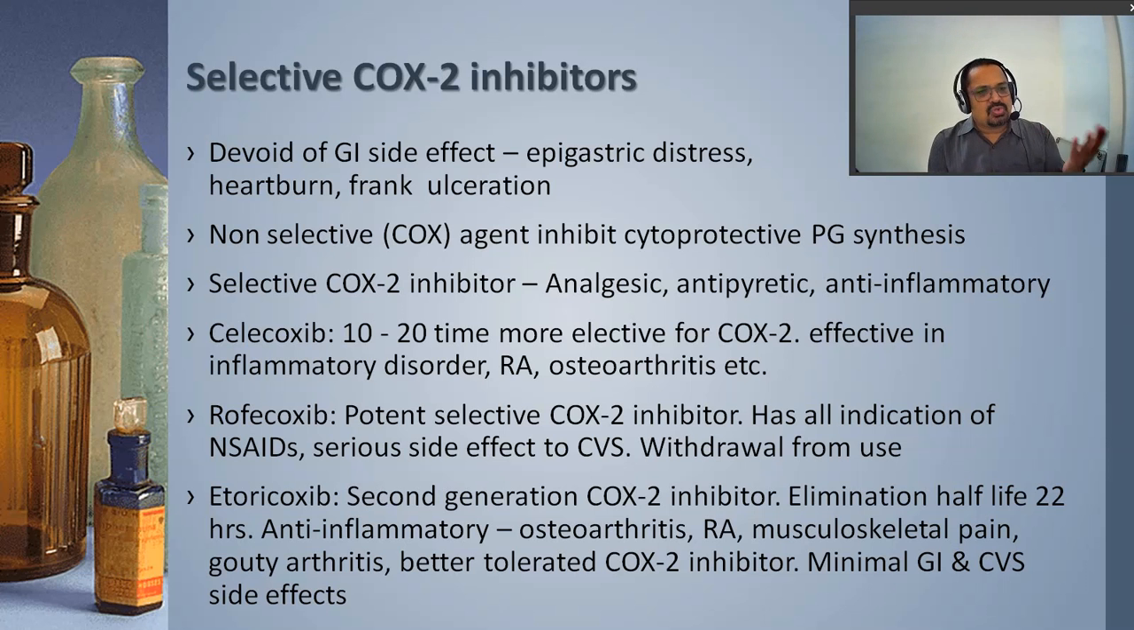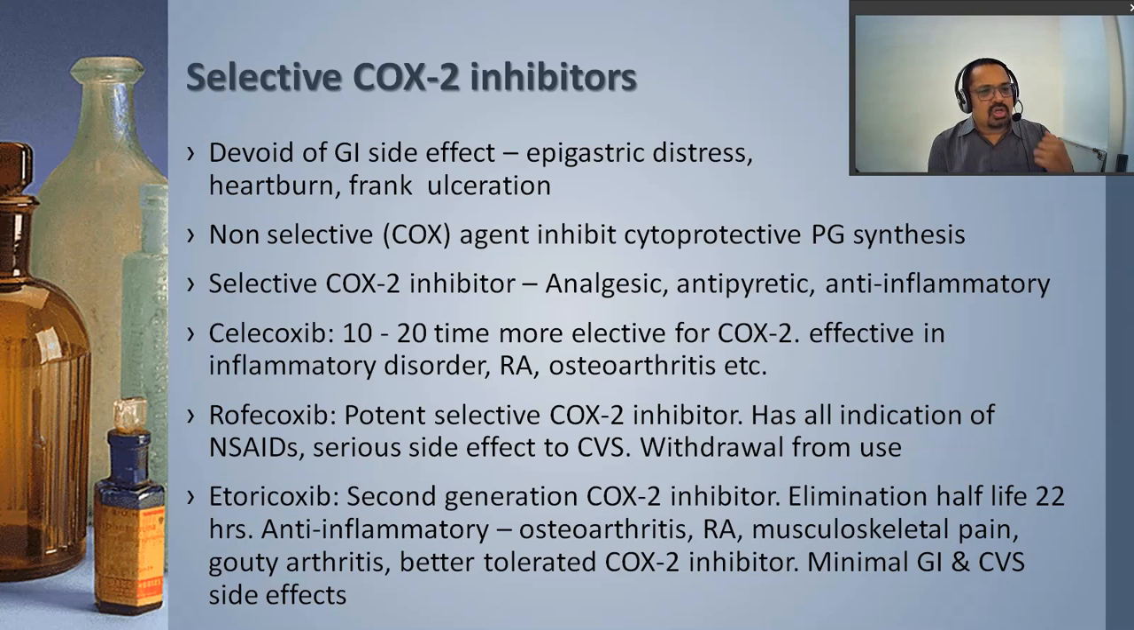Selective COX-2 inhibitors also have analgesic, antipyretic and anti-inflammatory properties, like celecoxib, which is 10 to 20 times more selective for COX-2 inhibition, and rofecoxib, which is a potent COX-2 inhibitor and also indicated as a non-steroidal anti-inflammatory agent, but they have a serious side effect in the CVS.